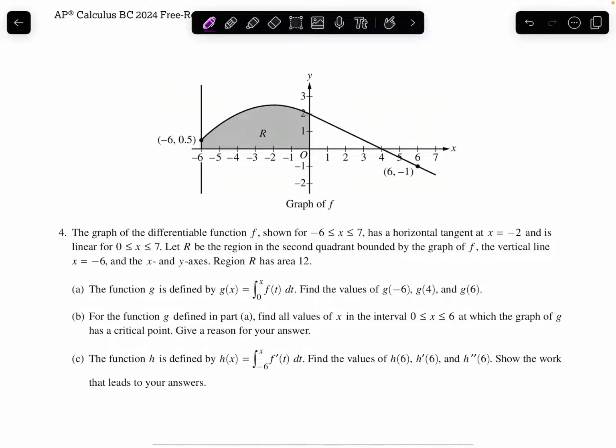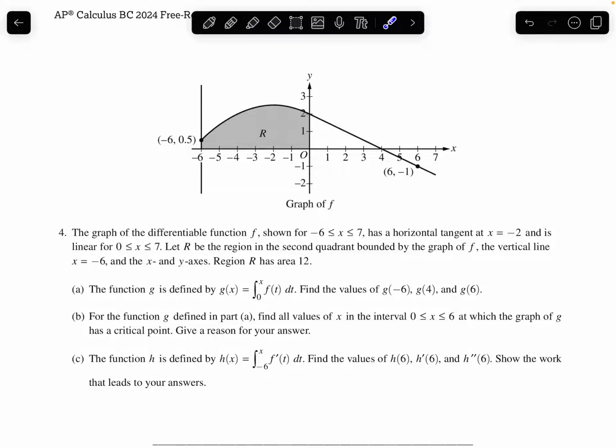We're told that it has a horizontal tangent line at x is equal to -2, and this portion of the graph right over here is actually linear from 0 to 7, I apologize, from 0 to 7, there it is.